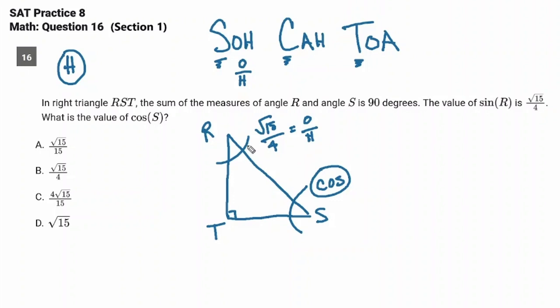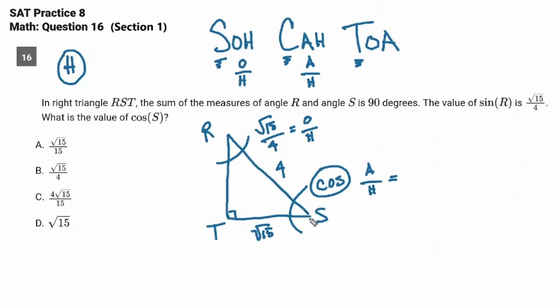What do you think that is? It's across from it, root 15. Hypotenuse, you know this one. It's right here. So this is 4. Cosine is adjacent over hypotenuse. All right, adjacent means next to.